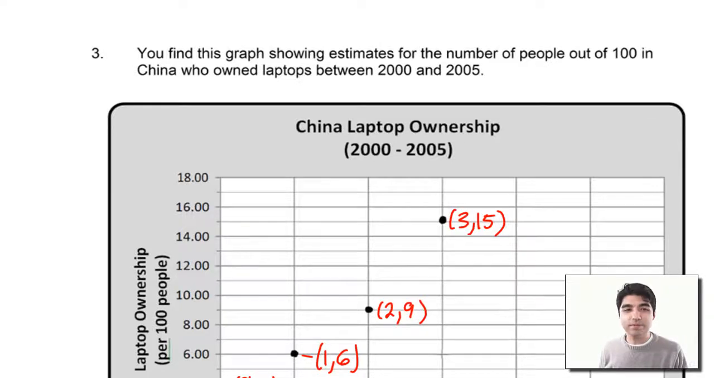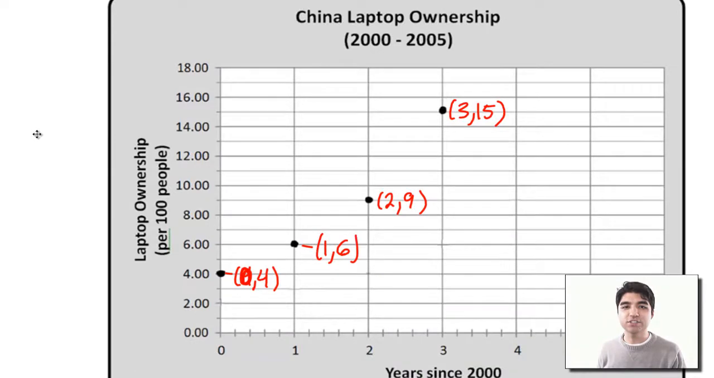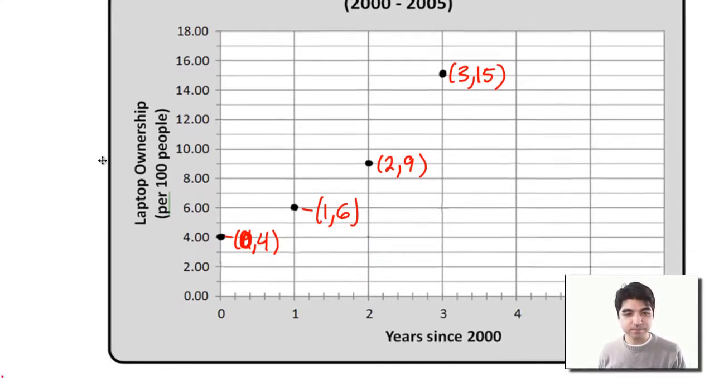Hey, so we're on number 3 here. It says you find this graph showing estimates for the number of people out of 100 in China who own laptops between 2000 and 2005. So it's kind of like you discovered this graph that shows what the actual numbers were for these particular years instead of your estimate using the formula.